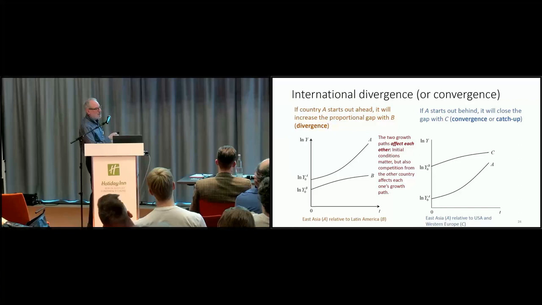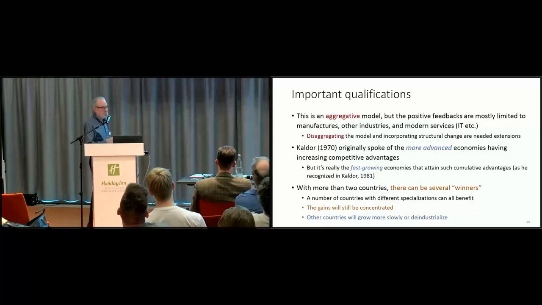And by 1981, Kaldor had modified his presentation to make it clear he was talking about fast-growing and slow-growing economies rather than more advanced and less advanced economies.